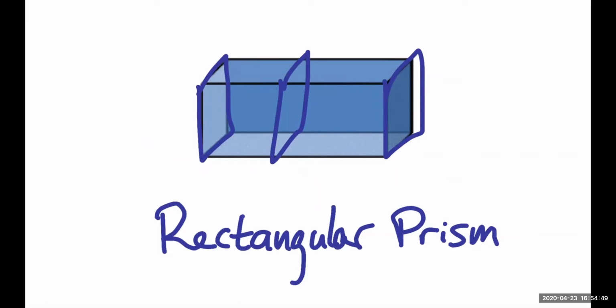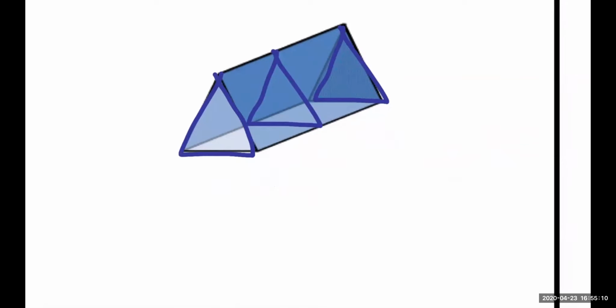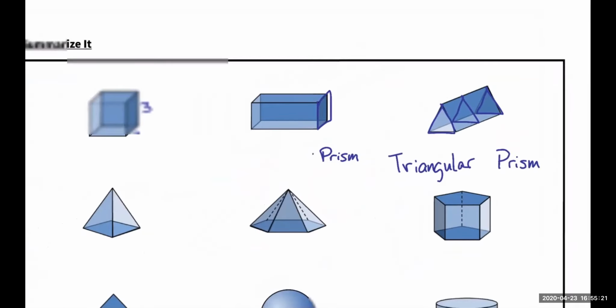So if you have a prism with a rectangular face, we call that a rectangular prism. All right, we can also have other types of prisms. So if I had this triangle, so both of these bases are congruent, and then I take a cross section and it is the same as the bases, it is again a prism, but the base is a triangle, so we call that a triangular prism.